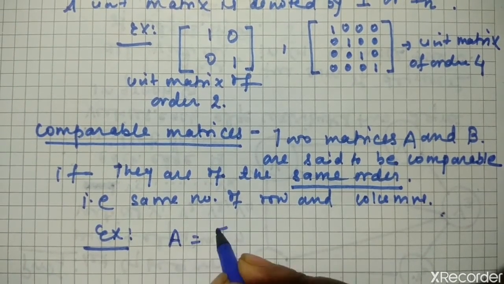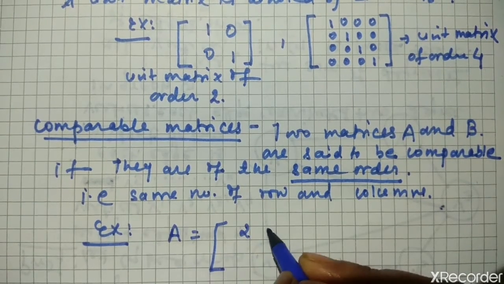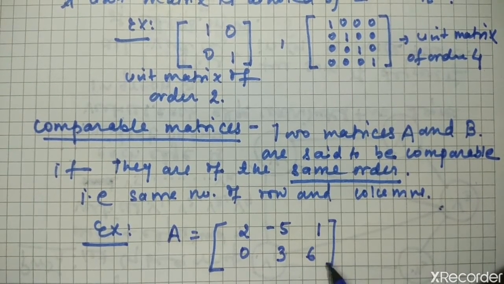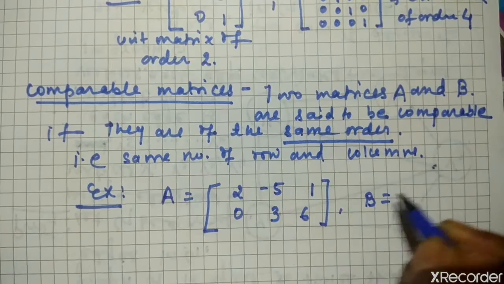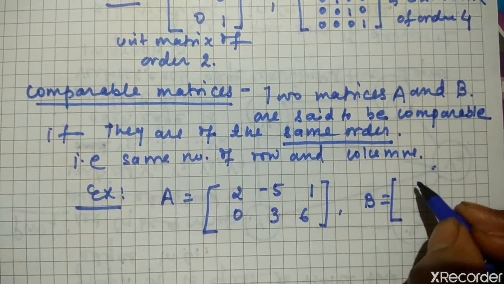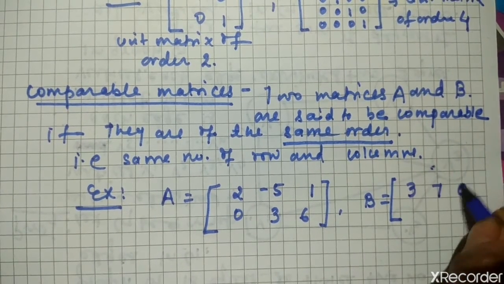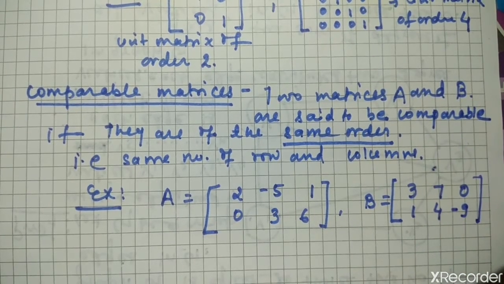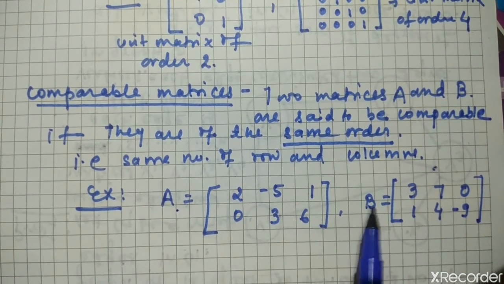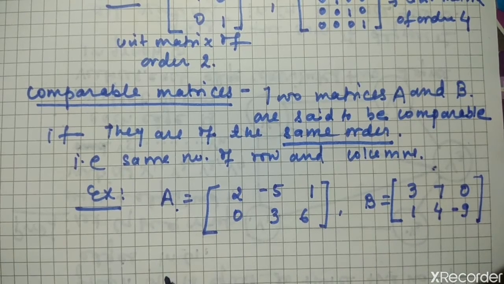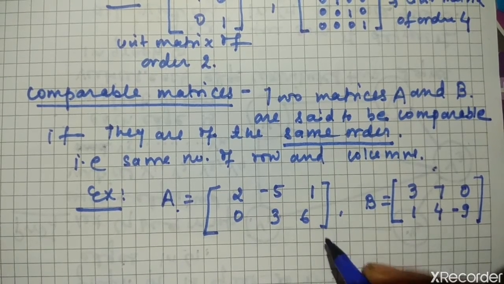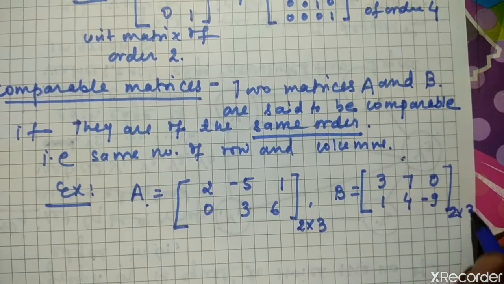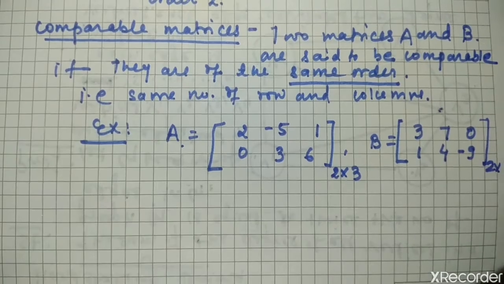Okay, for example, if we have A equals 2, minus 5, 1, 0, 3, 6 and B equals 3, 7, 0, 1, 4, minus 9, then we can say that yes, A and B are comparable matrices. Why? Because they are of the same order. This one is of order 2 cross 3 and here is also 2 cross 3.